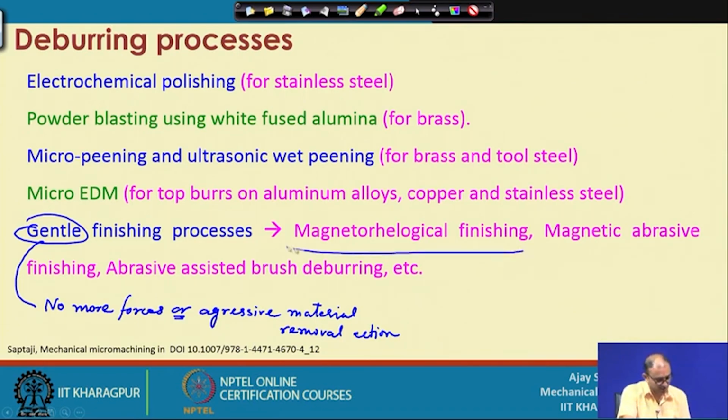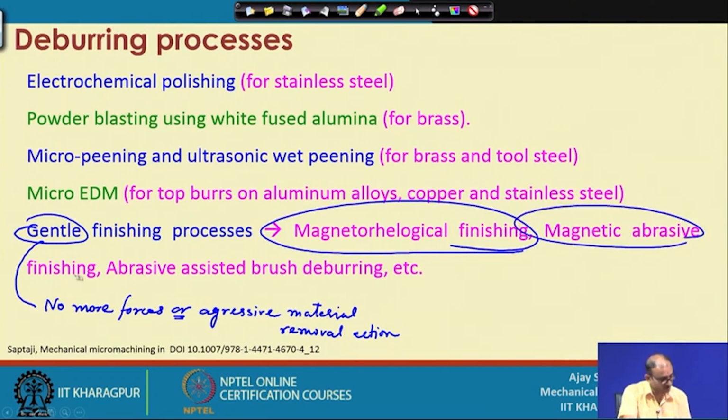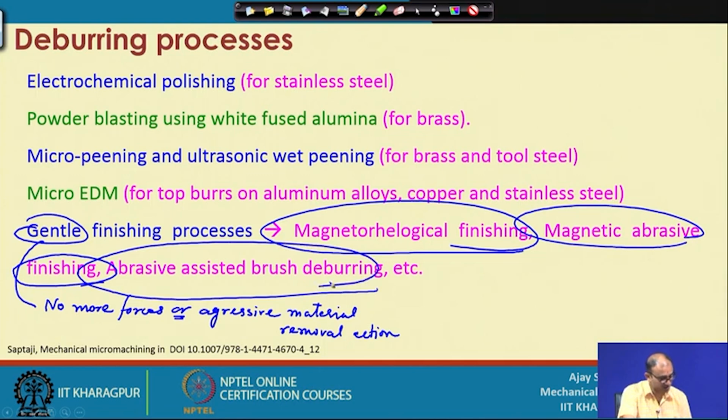Magnetorheological finishing is one of the processes, and magnetic abrasive finishing or deburring is also a process. These are the processes which are successfully used for deburring of a micro component. Then there is abrasive assisted brush deburring, where you put the abrasive and put some brush here.